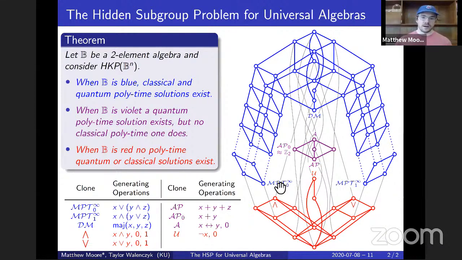And the main landmarks in Post's lattice are given over here, MPT 0 infinity, 1 infinity, and so on. Of note is AP0, which is essentially the group Z2. This was the only previously known complexity that we had, and this is due to Simon. So this theorem is essentially two dichotomy theorems for classical and for quantum, and it can also be viewed as a very large extension of Simon's original results. And that's my quick 2-minute summary.